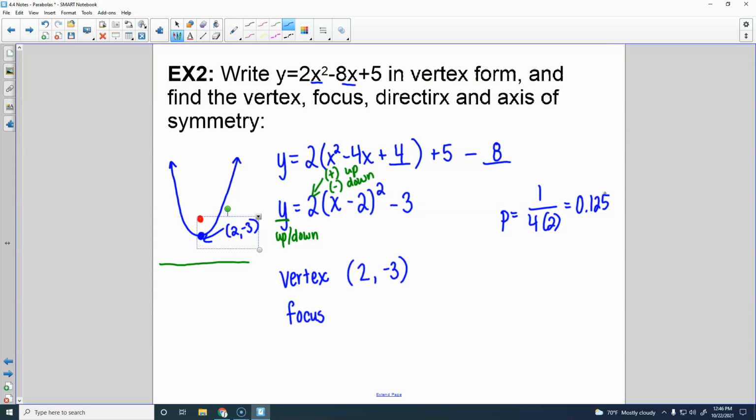So, for the focus this time, I've got to go up 0.125. So if I go up 0.125, which coordinate of the vertex is it going to affect? Y. And what should I do, add or subtract? Add. So you're doing negative 3 plus 0.125. So you're going to get 2, negative 2.875.